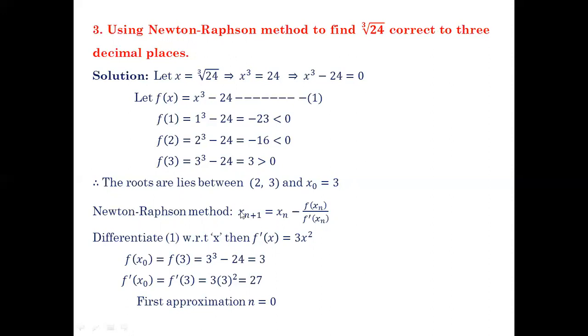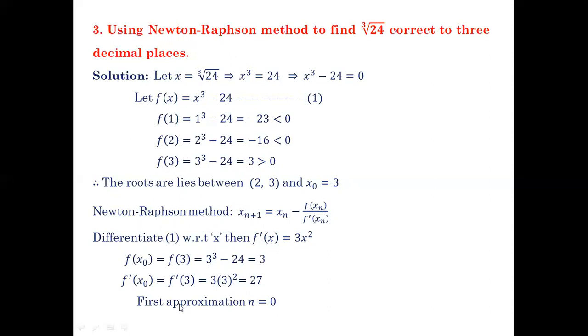Therefore, the formula for Newton's-Raphson method is xn plus 1 equals xn minus f of xn by f dash of xn. Differentiate equation 1 with respect to x. Therefore, f dash of x equals 3 into x square, 24 is 0, therefore 3x square. Then you find f of x naught. F of x naught is 3 cube minus 24, so that is equal to 3. F dash of x naught means f dash of 3, 3 into 3 square is 27.